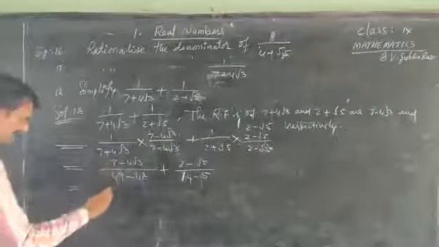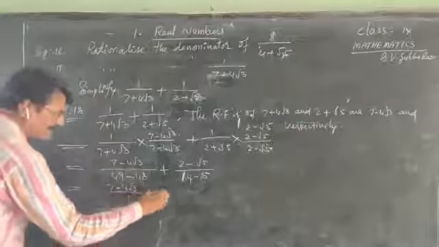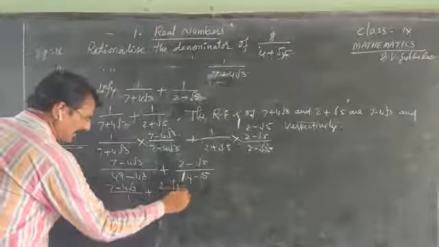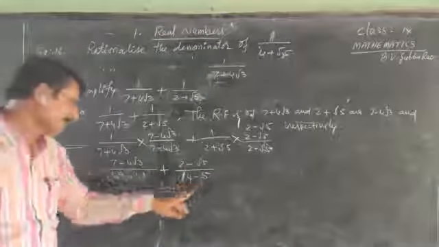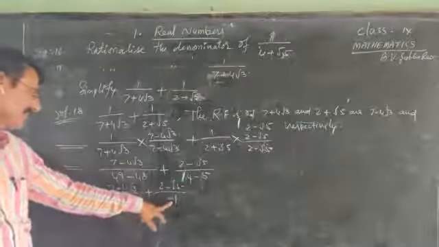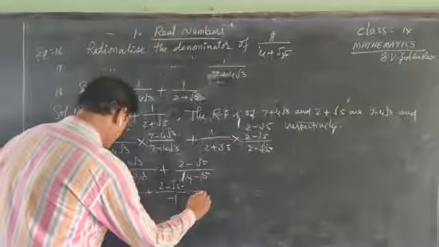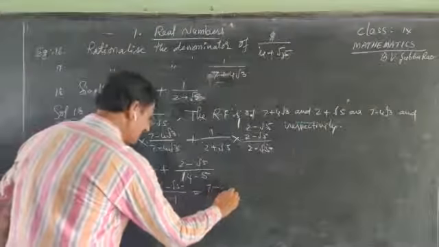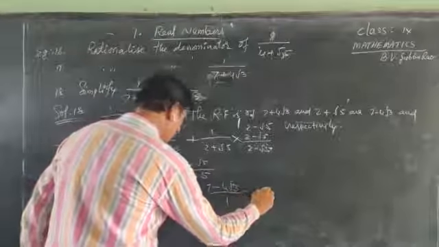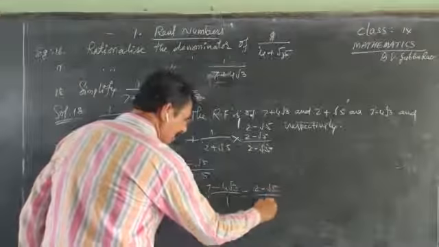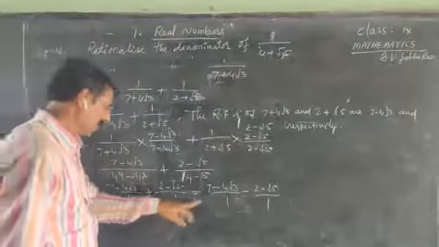Now the difference of this one: 7 minus 4 root 3 by 1, plus here 2 minus root 5 by minus 1. 4 minus 5 is minus 1. So it is a negative term. So plus into minus, we get here minus. Now 7 minus 4 root 3 by 1 minus 2 minus root 5 by 1. Just so we multiply this minus with the plus, we get the negative symbol.